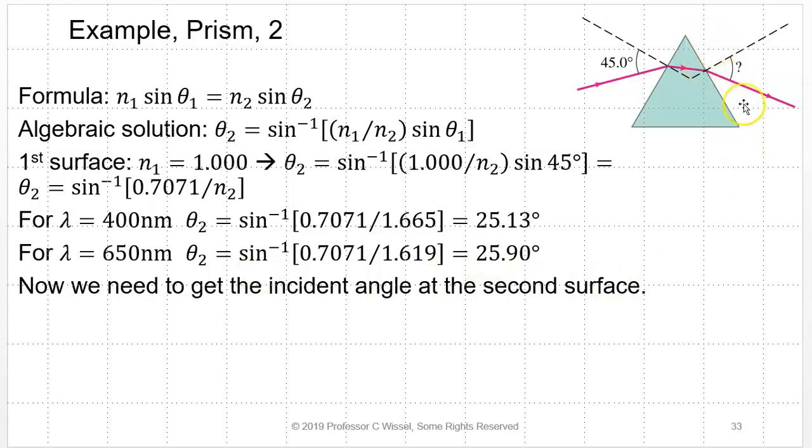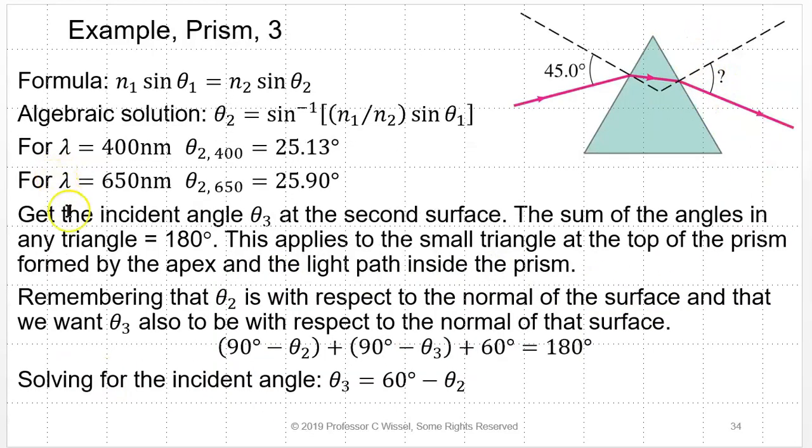Now we need to get the incident angle at the second surface. This is just repeating what we had before. You probably remember this from geometry: the sum of the angles in any triangle is 180 degrees. And of course, this is an equilateral triangle, so this is 60 degrees, that's 60 degrees, that's 60 degrees. There's another little triangle in here that consists of the apex of this prism plus this angle here and that angle, which is set up by the path of light through the prism.